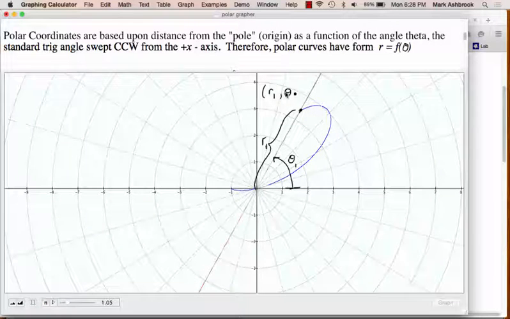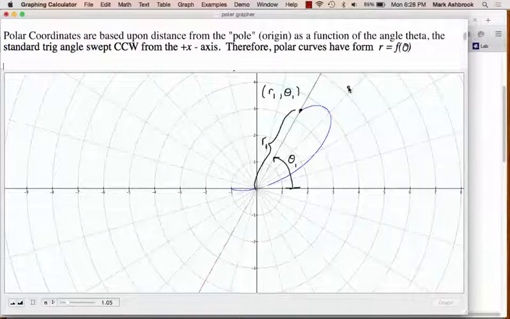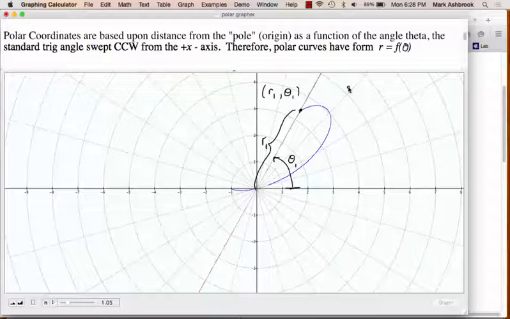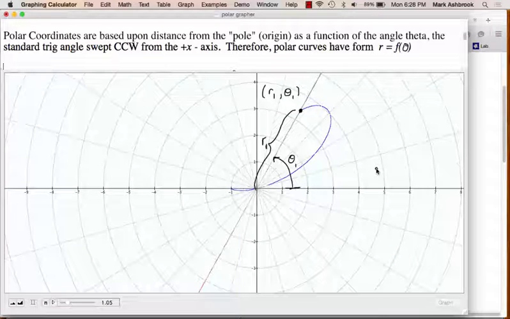Now ordered pairs are listed backwards from what we're used to. We're used to x comma y, which is like input comma output. But when you do ordered pairs in polar, you do r comma theta, but theta is the input, so it's kind of like you're doing output comma input. So just be aware that your ordered pairs are listed as r comma theta, where theta is thought of as the input and r is the output. The function designates a distance from the pole, or r, for every given theta.